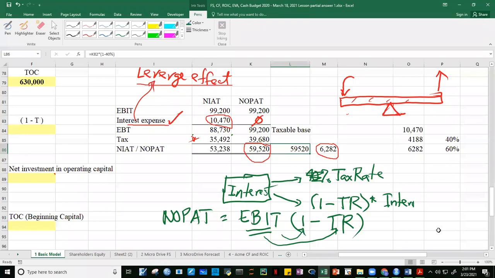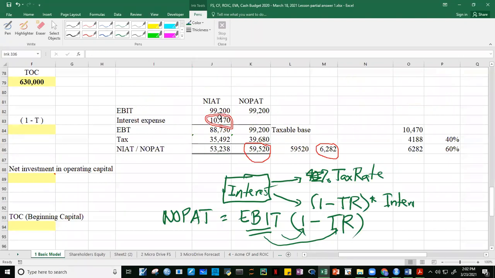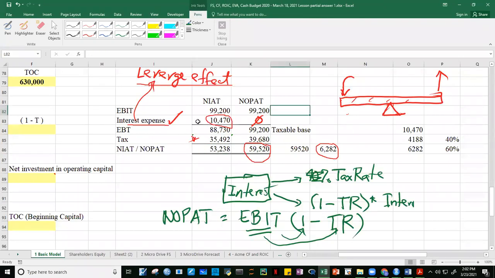So what's the practical implication? If you're going to assess management, if you're going to assess operations, they should not be assessed using this, 53,238, because that's unfair, since we subtracted the interest expense. So we're now looking at this from a managerial perspective. Why would we, as operations, be charged the 10,470? We have no control over that, right?